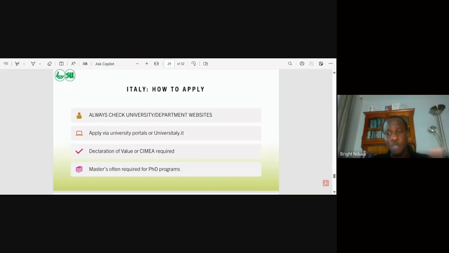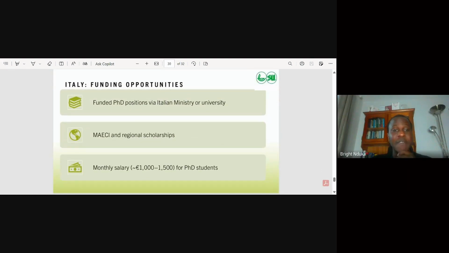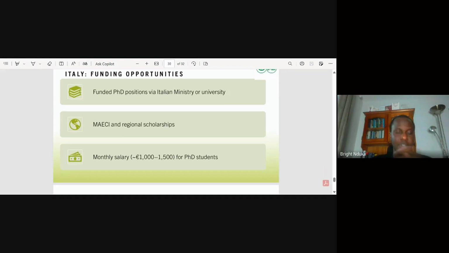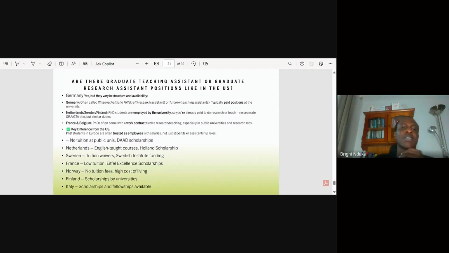Italy, also how to apply, and then lastly, the funding opportunities that are available in Italy. Funded PhD positions: you have a monthly salary for PhD students of about 1,000 to 1,500 euros. So imagine receiving this particular amount of money. Then, are there graduate teaching assistant or graduate research assistant positions like in the US?